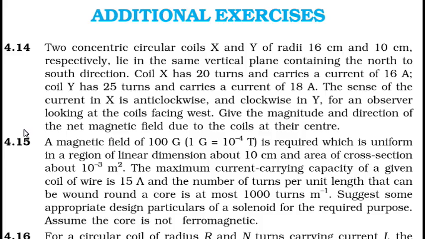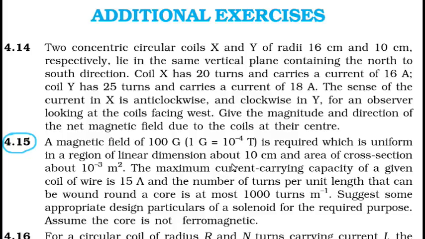Now we'll solve problem number 4.15. A magnetic field of 100 G, where 1 G is equal to 10 to the power minus 4 T, is required, which is uniform in a region of linear dimension about 10 centimeter and the area of cross section about 10 to the power minus 3 meters square.